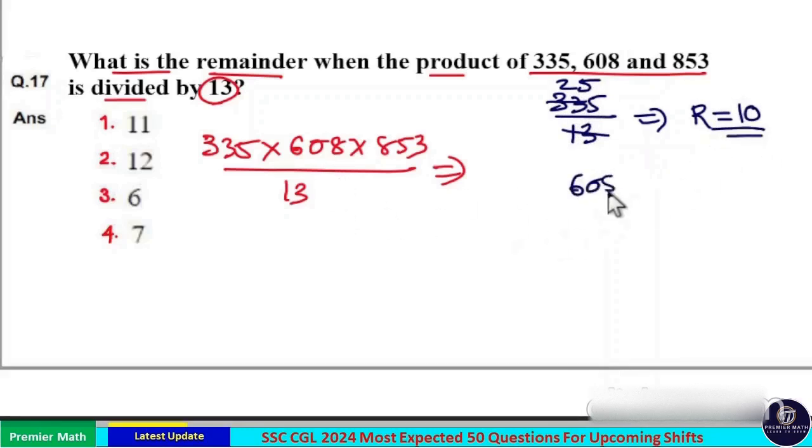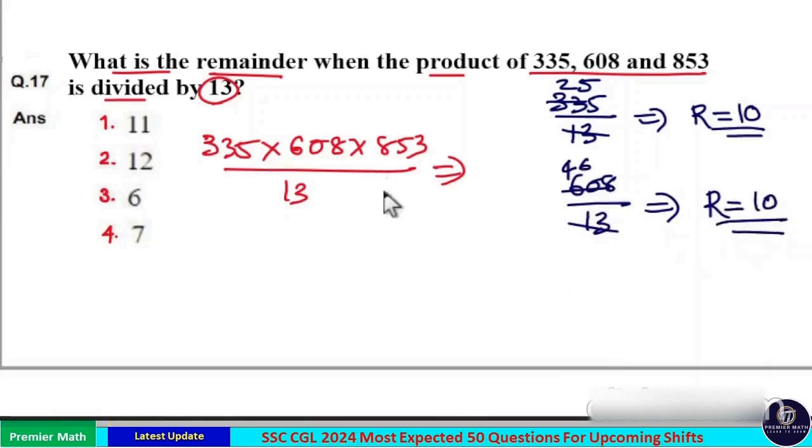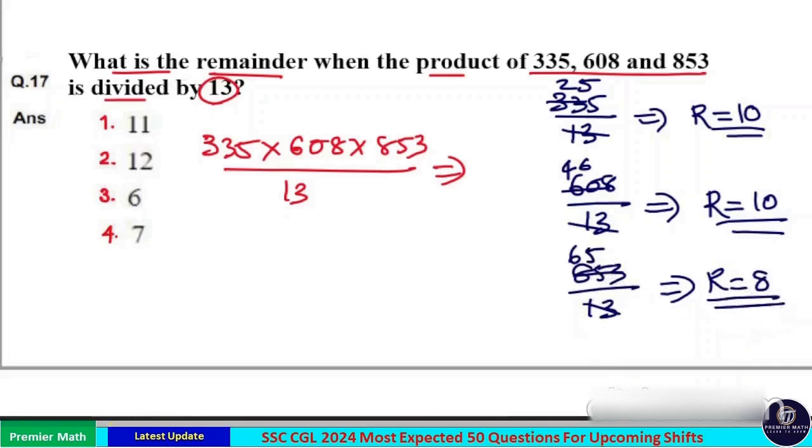Now divide 608 with 13 and find the remainder. 13 goes 4 times in 52, remaining 8. 13 goes 6 times in 78. So 88 minus 78 is 10. Remainder is 10. Same way 853 divided by 13 and find remainder. 13 goes 6 times in 78. Remaining 73. 13 goes 5 times in 65. So remaining 8. So remainder is 8.